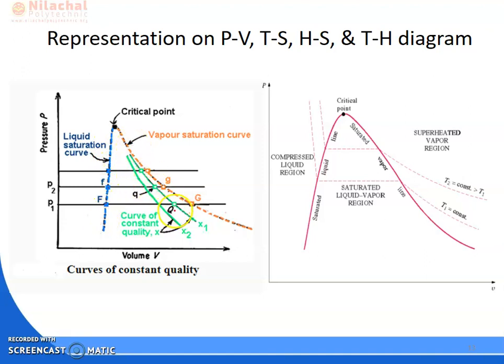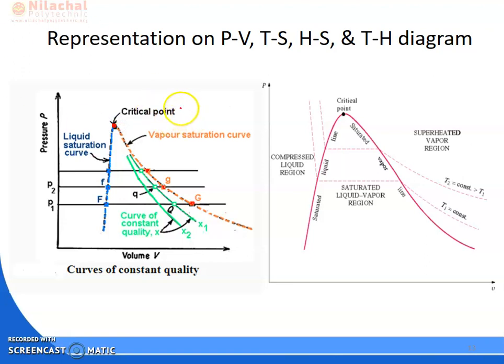Likewise, this is the G, small g, and these are the saturated vapor points, or dry saturated vapor. If you join all these G points, then this orange color line and this blue color line meet at a point. This point is known as your critical point.